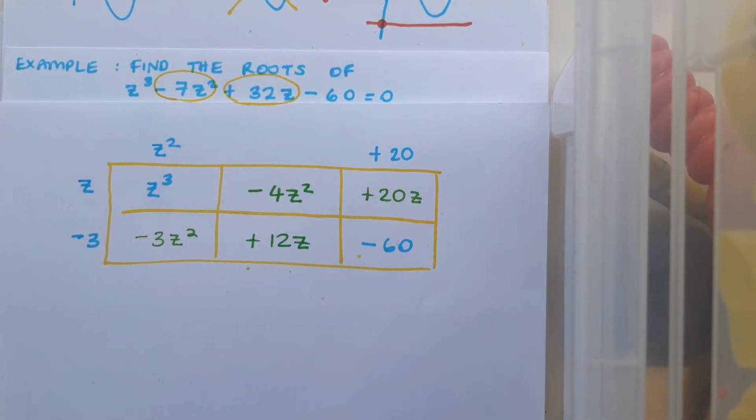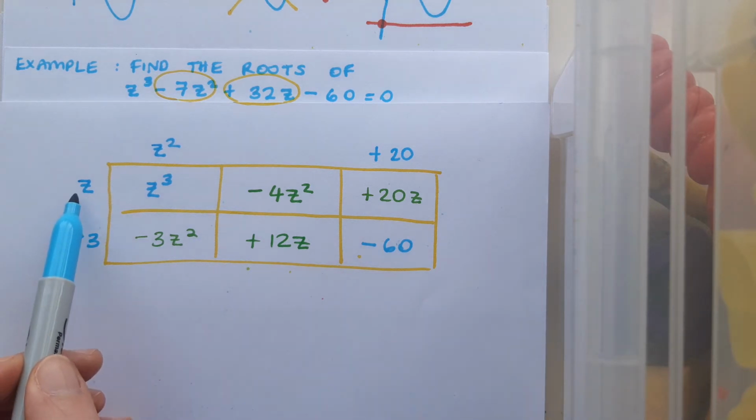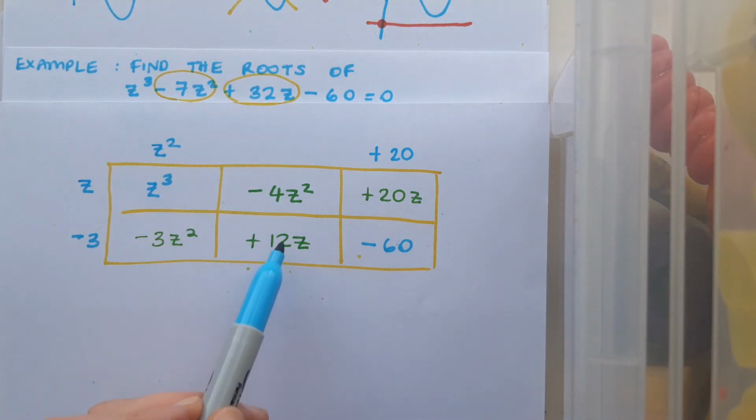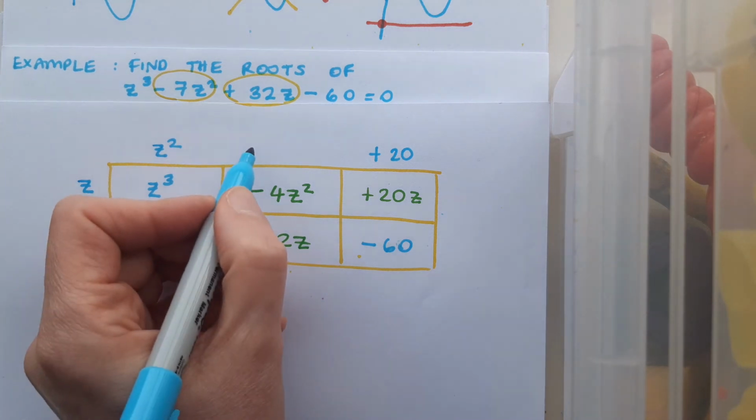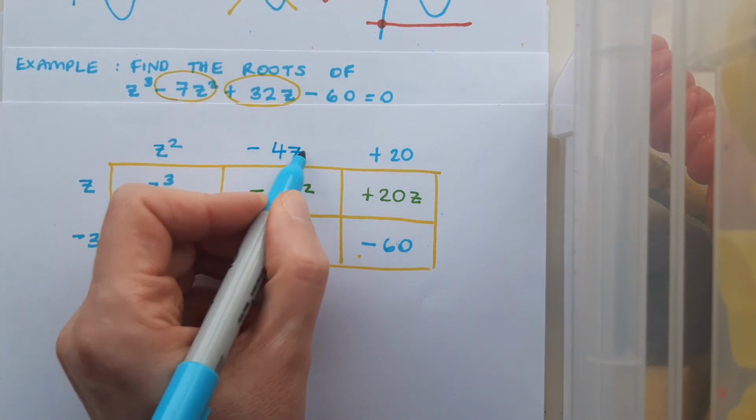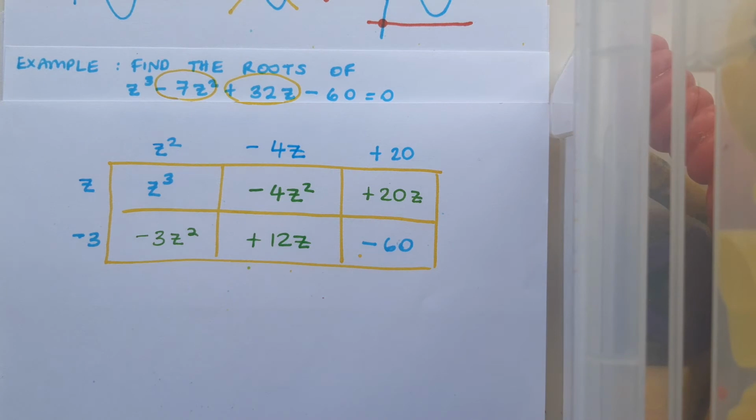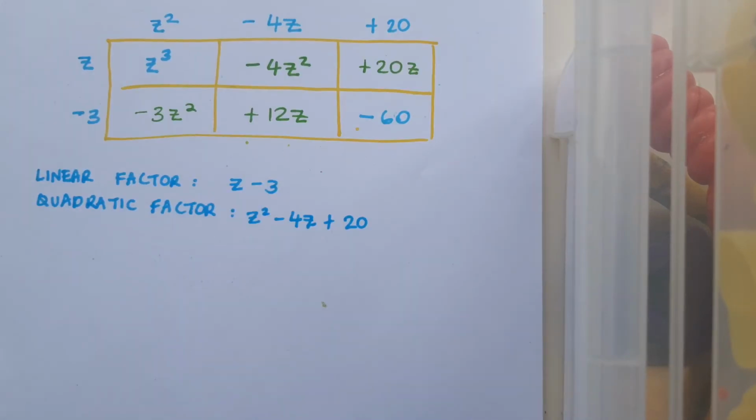Now this allows me to fill in the middle term in my quadratic on top. And don't forget that no matter which row I choose to use for division, I should get the same answer. So in this case, I get minus 4z, and that works no matter which row I'm going for. So at this stage, I've got my linear factor z minus 3 and my quadratic factor z squared minus 4z plus 20.